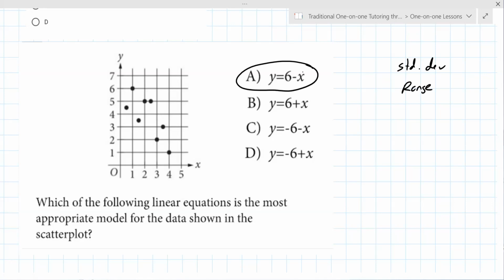Okay, let me see if there's one more problem here we can do before we switch topics. Yeah, let's just switch topics. Okay. I think we already did those.